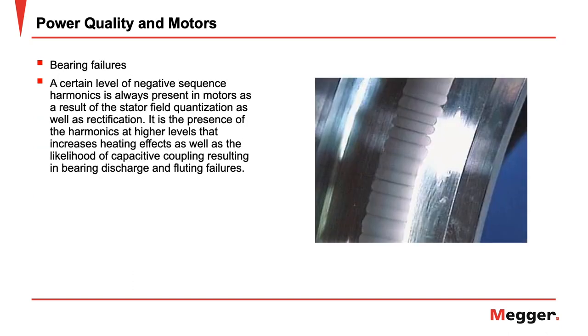Now, a certain level of negative sequence harmonics is always present in motors as a result of the stator field quantization as well as rectification. It is the presence of the harmonics at higher levels that increases heating effects as well as the likelihood of capacitive coupling, resulting in bearing discharge and fluting failures.